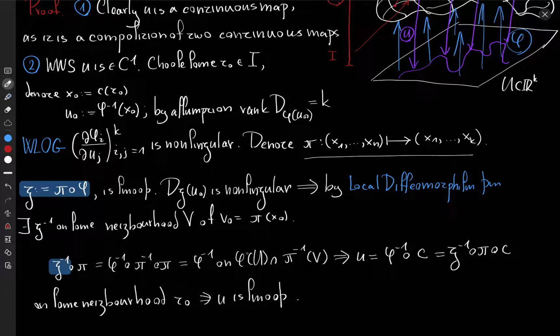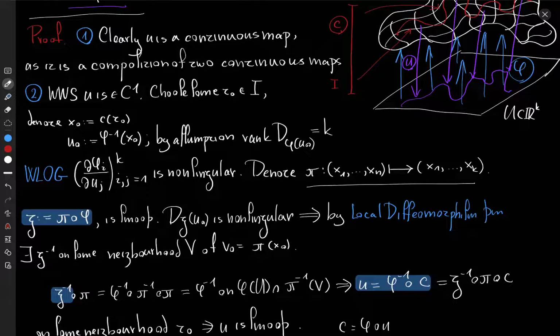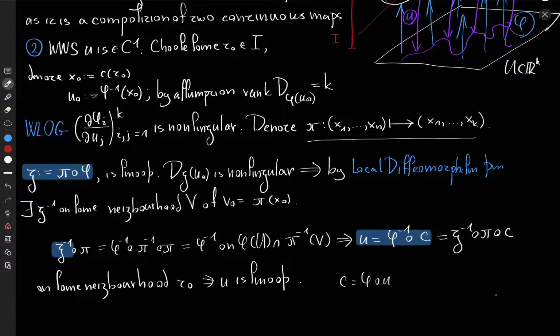Now, quite obviously from here, we also get the desired formula that C is equal to phi composed with U. So we have a smooth curve defined by the formula we wanted. It is continuous, and from the non-singularity of everything we've used so far, it is non-singular itself, which is precisely what we wanted.